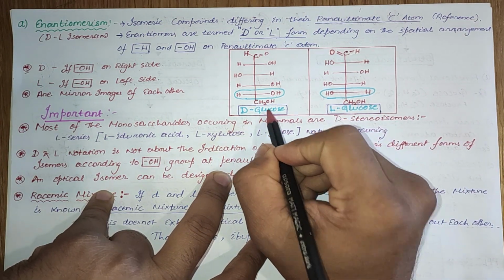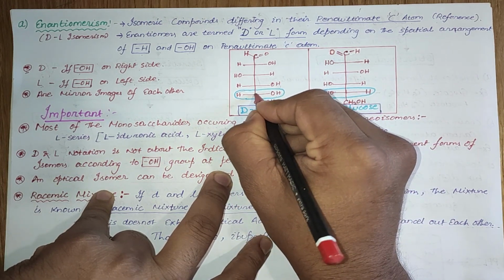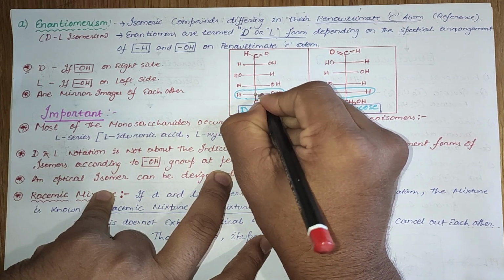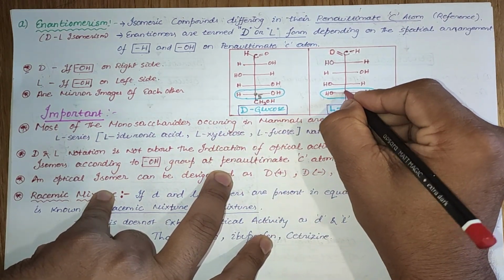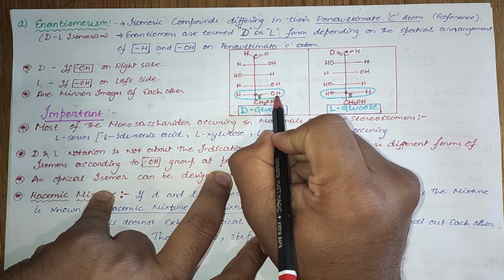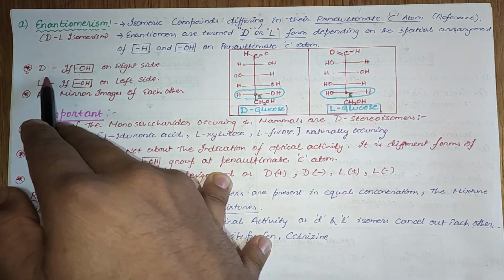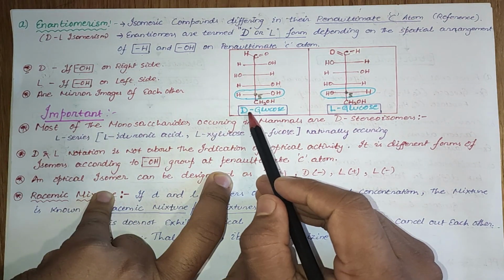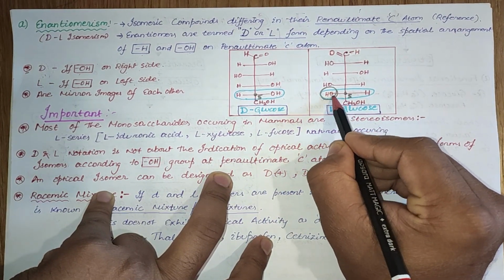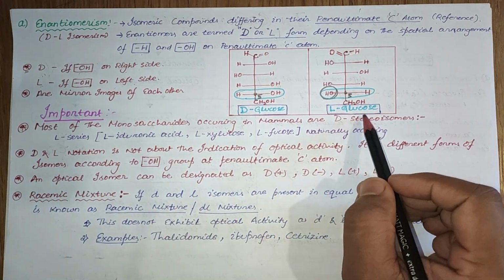Why is it called D-glucose? Because here the hydroxyl group is present on this penultimate carbon. This is the 6th carbon and this is the 5th carbon, so it is the penultimate carbon. Here the hydroxyl group is present on the right side. If it is present on the right side, then it is the D structure, so it is D-glucose. And if the hydroxyl group is present on the left side, then it is the L structure, so it is L-glucose.